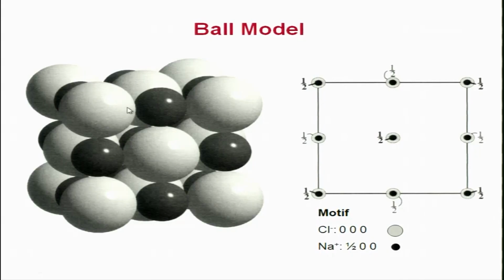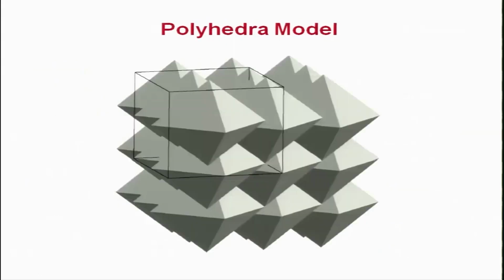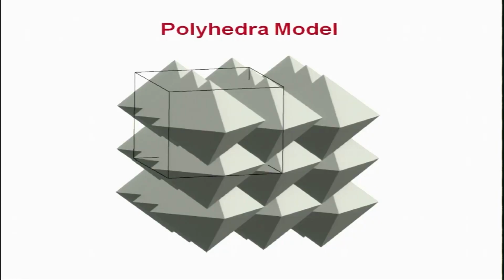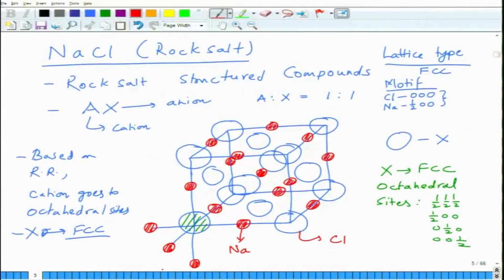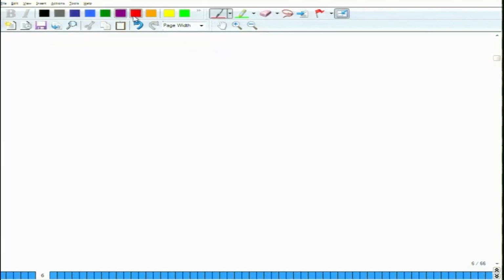If you draw the octahedra only, all the octahedra are arranged in such a fashion. These are horizontally stacked octahedra, these are all vertically stacked octahedra. So, this is a polyhedral model in which you show not the atoms, but just the polyhedra stacked in a certain fashion depending upon how the atoms are coordinated with respect to each other. Okay. So, this is called rock salt structure. Now, let us look at the second structure, that is called zinc sulphide structure.